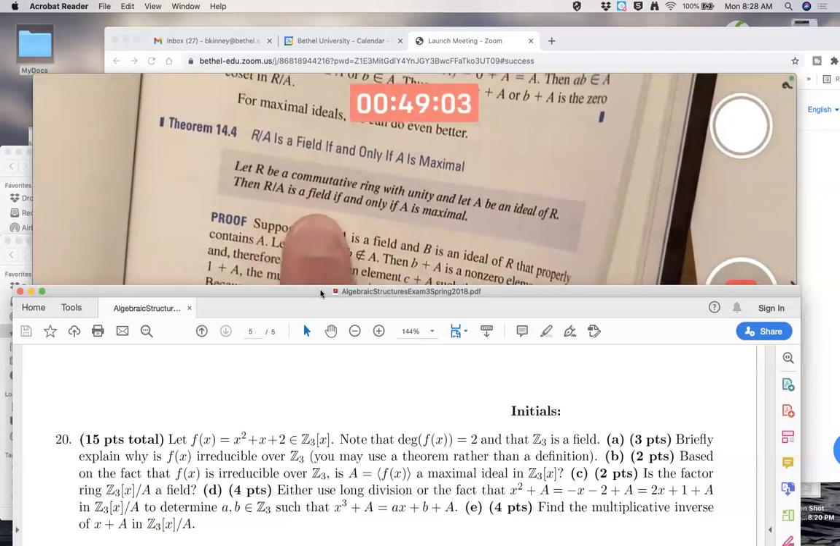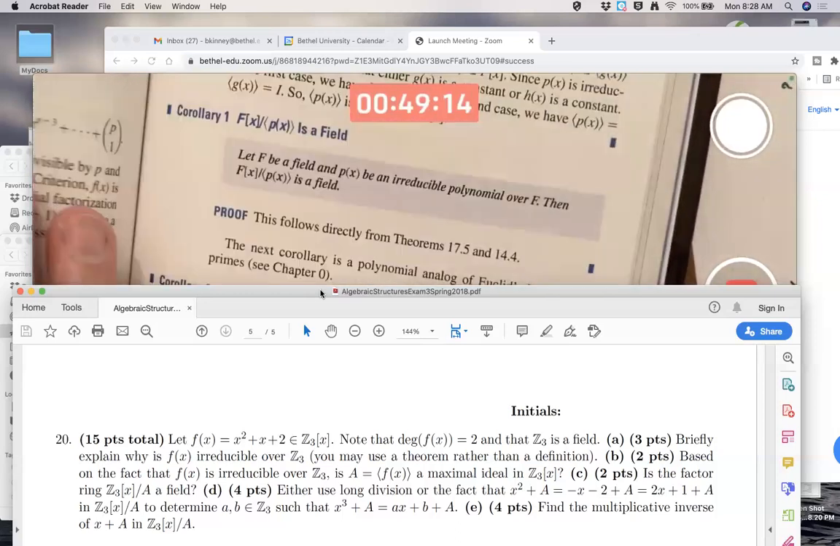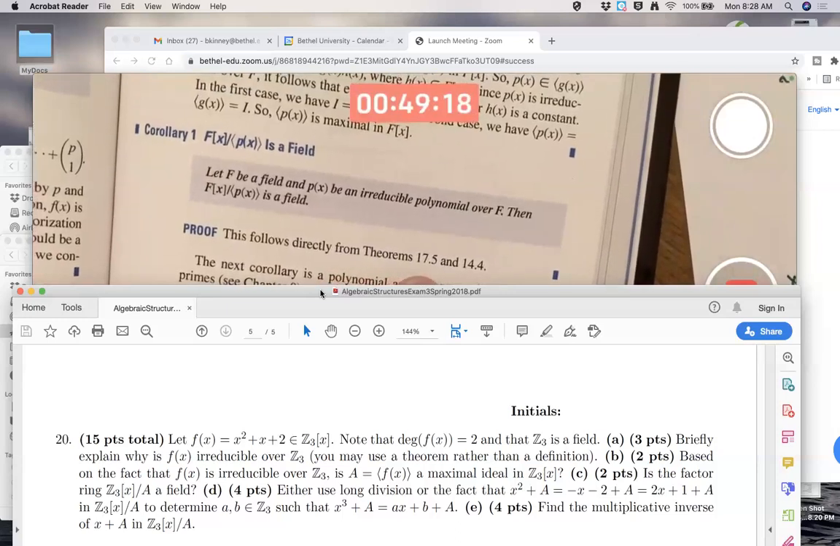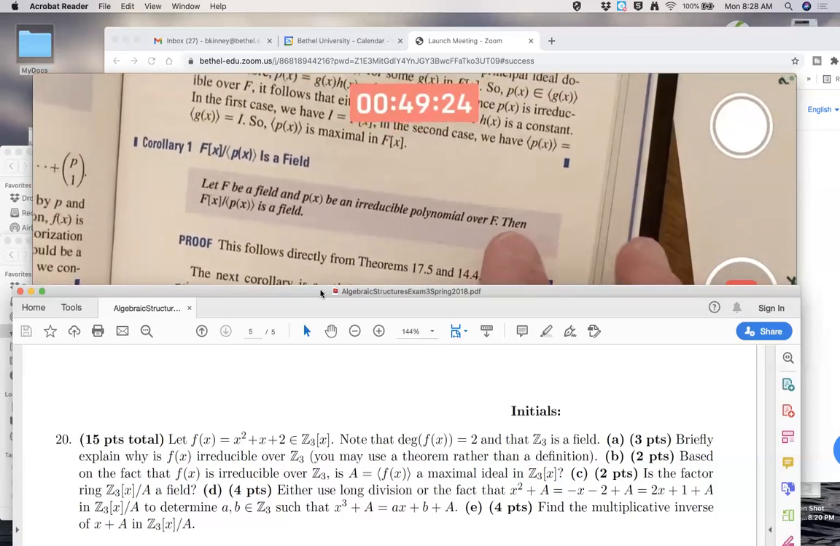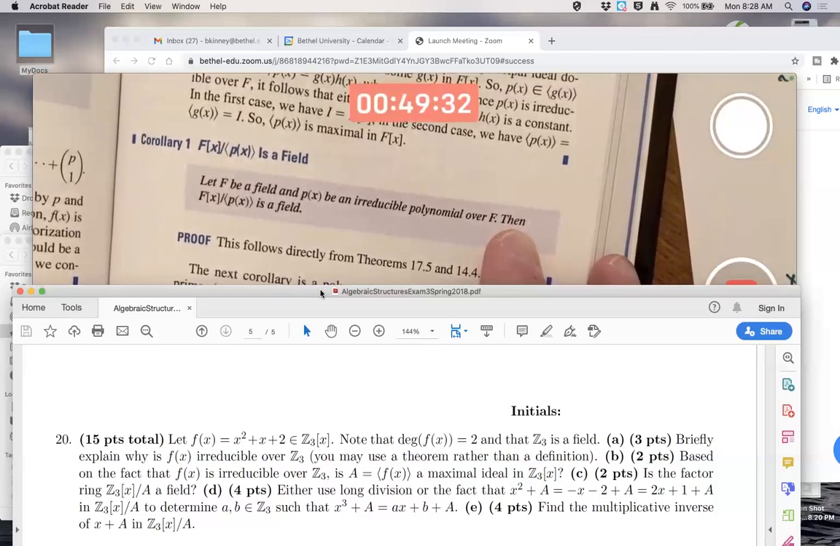The factor ring is a field if and only if A is maximal. Essentially, the corollary is based on that theorem as well. Theorem 14.4. Yeah, this follows directly from the theorem right above and Theorem 14.4. Pretty important fact here, this corollary. We will be both using the corollary and illustrating it a lot.